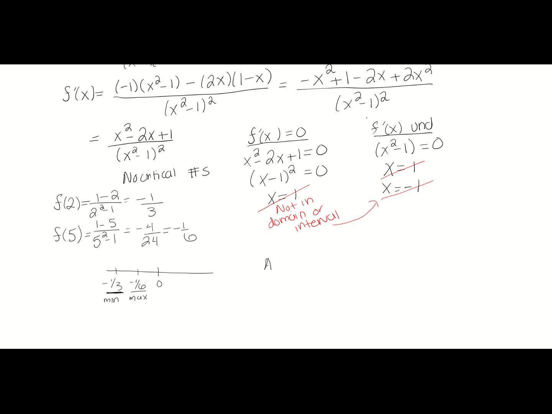So I have an absolute min at negative 1/3 when x is equal to 2, and I have an absolute max at negative 1/6 when x is equal to 5. And here's my final answer for this question.